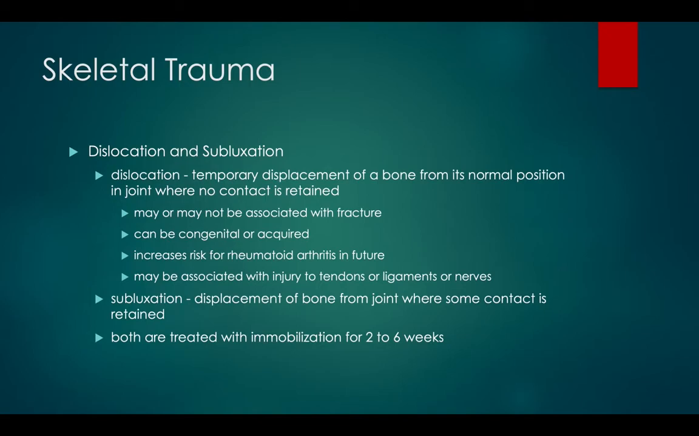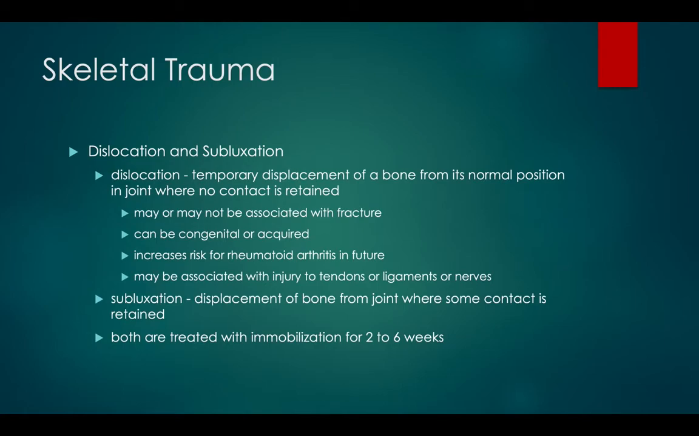And as we know, nerves run contiguous with the bone. And so if you have a disruption in the bone or the joint and there are nerves around those joints, those nerves can get injured. Subluxation is a displacement of the bone from the joint where there is some contact retained. So basically, it's sort of like a partial dislocation.